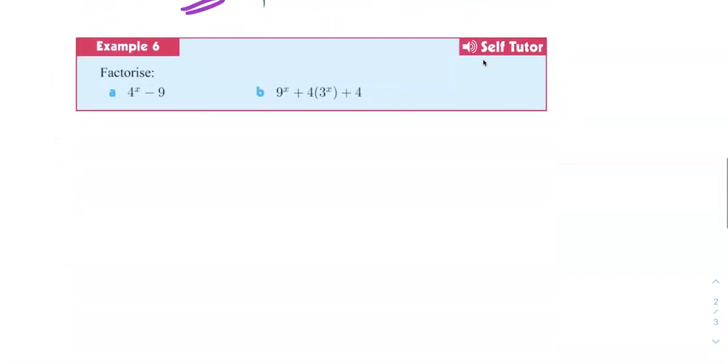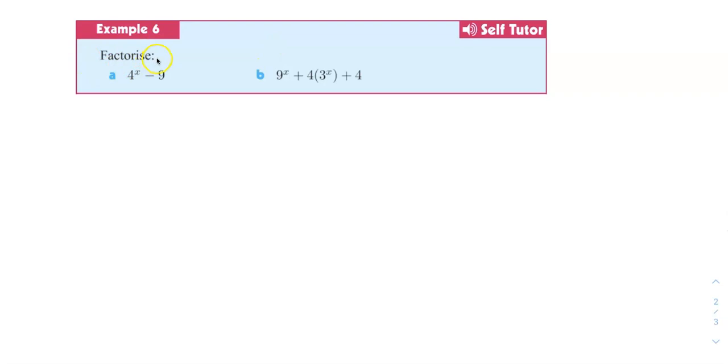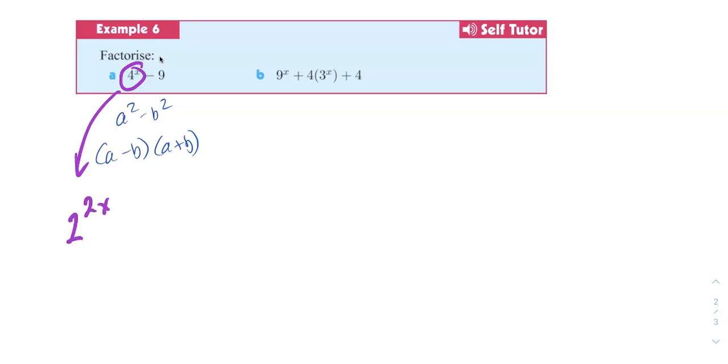Okay, next one. I want to factor this out. So this is the difference of two squares. It's a squared minus b squared, which would get you a minus b, a plus b. Now what you're thinking, does it look like a difference of two squares? It is. I could rewrite both of these. This is the same thing as saying 2 to the 2x, right? Because 4 is 2 squared. And if you have an x around the outside, you get this. And then 9 is 3 squared.